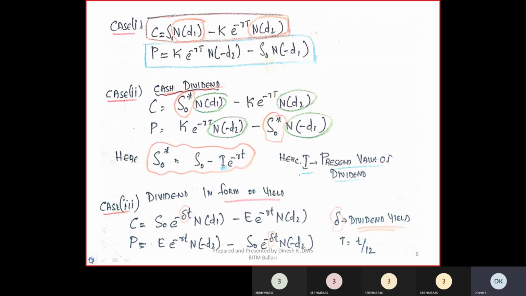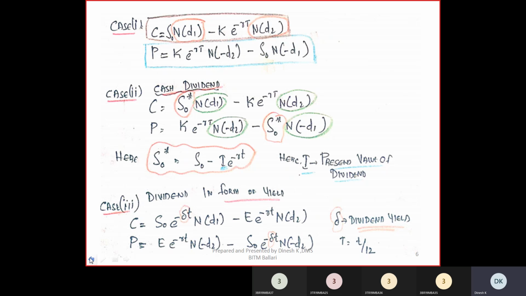This is a very lengthy formula, right? And a lot of calculation is involved. So we need a thorough understanding and a clear picture of how to go ahead with the Black-Scholes model. Okay, so let's try to understand the first case. In the first case, we are assuming the situation where the underlying asset is not paying any cash dividend, right?